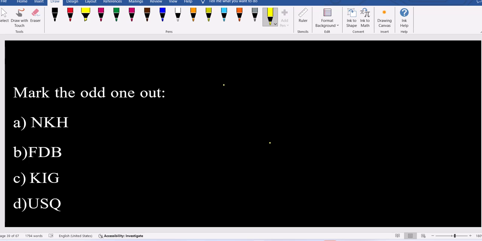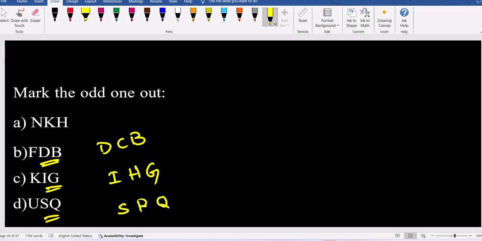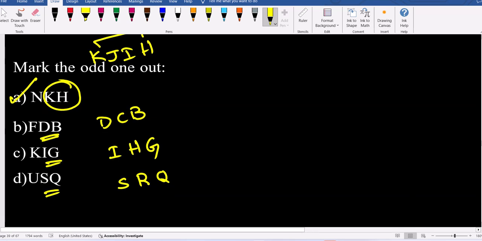If you focus on the last two letters, BCD or DCB, one letter gap. Here, GHI, one letter gap. Here, QRS, one letter gap. But this is the problem: KH, two letters missing. H, I, J, then K. Two letters. Right, so fine.